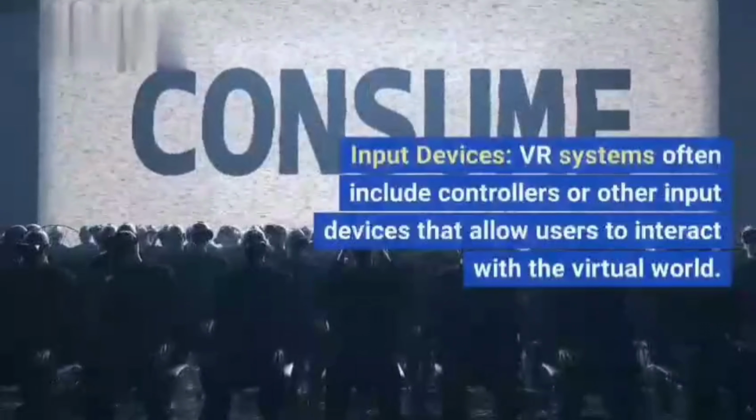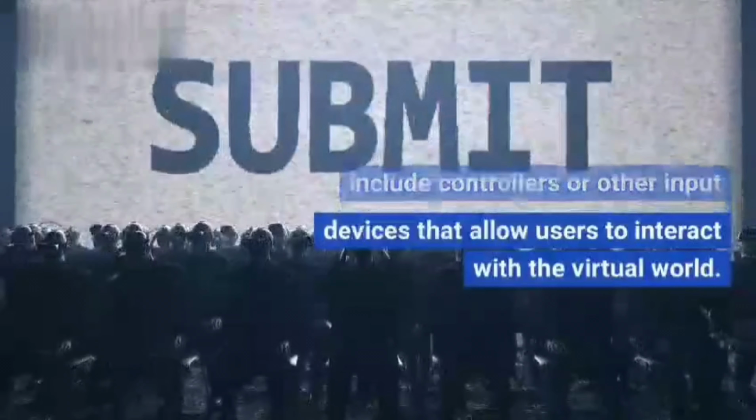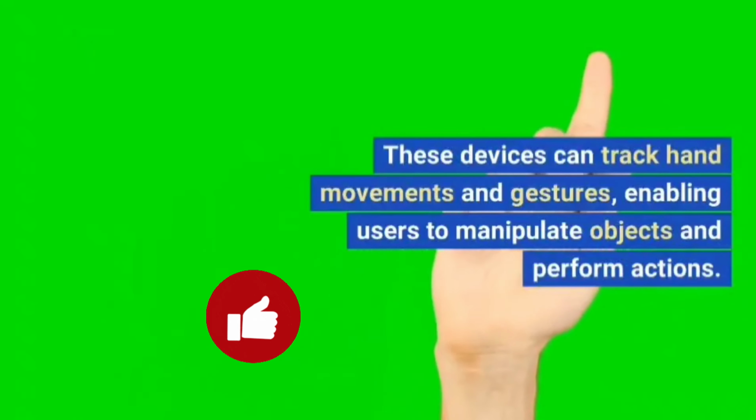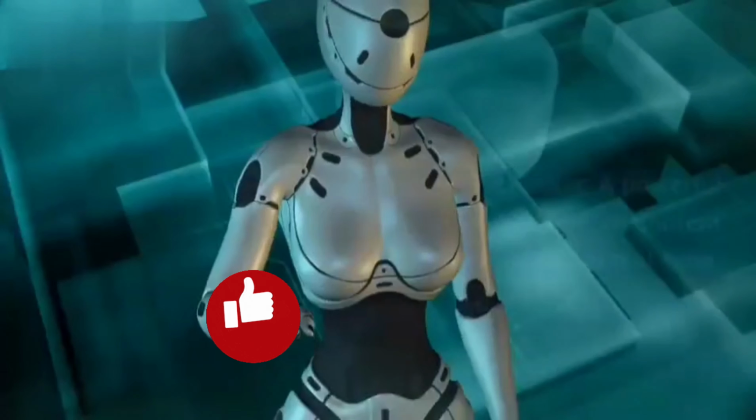Input devices. VR systems often include controllers or other input devices that allow users to interact with the virtual world. These devices can track hand movements and gestures, enabling users to manipulate objects and perform actions.